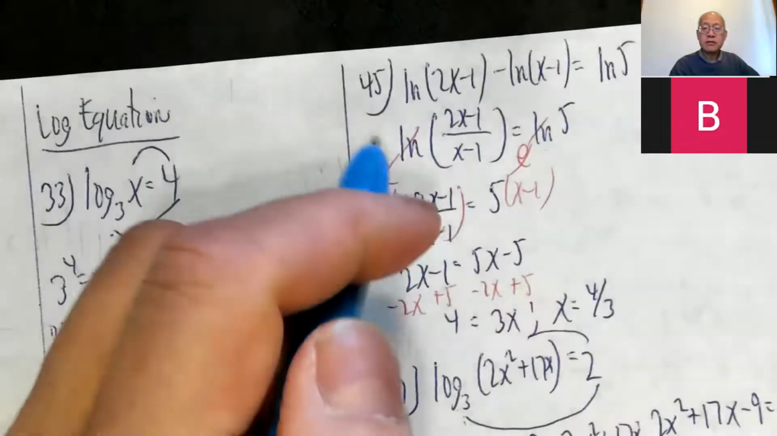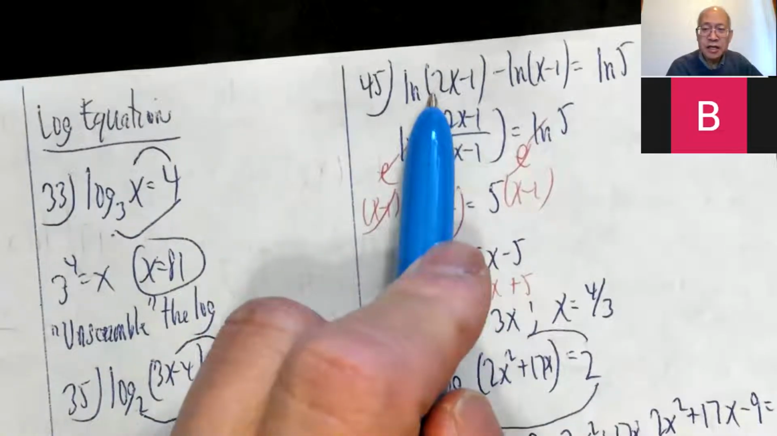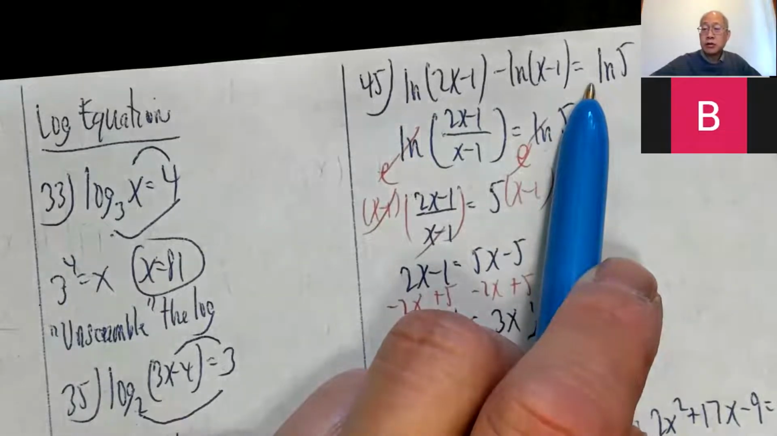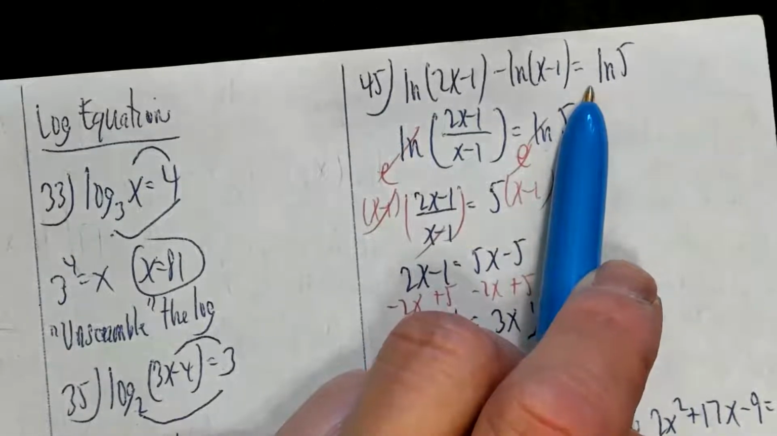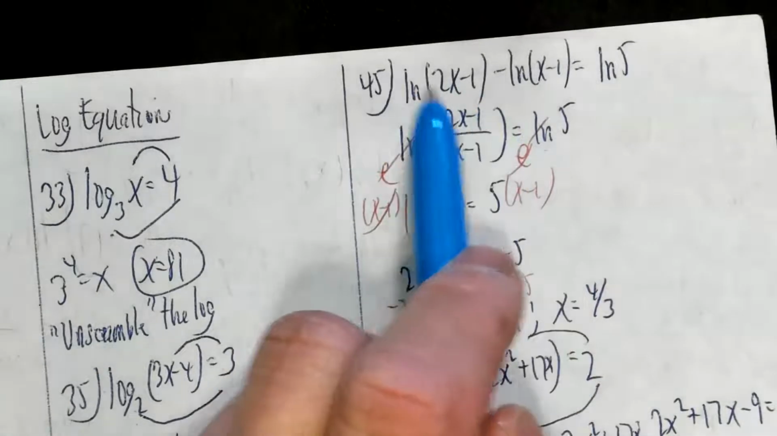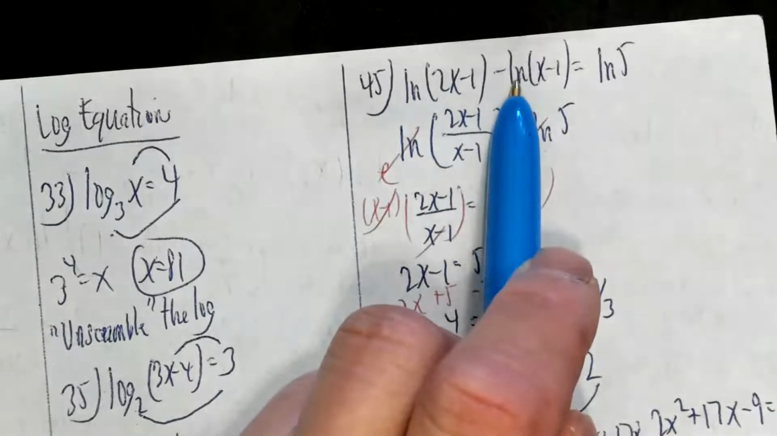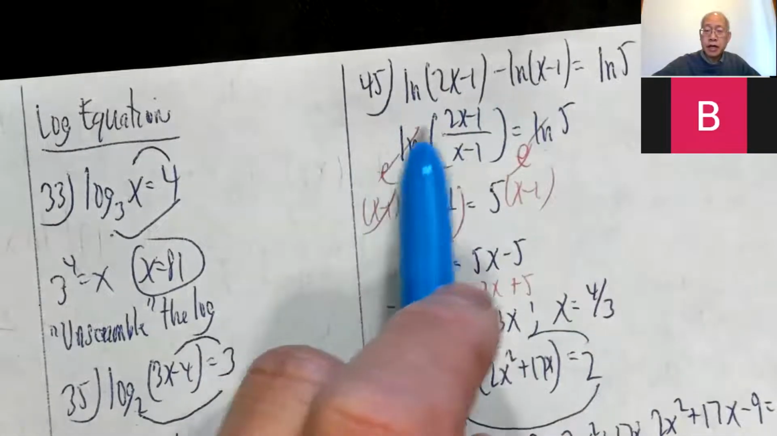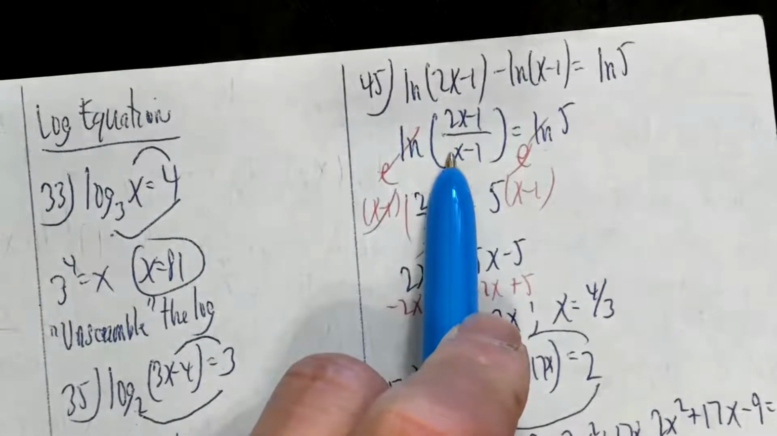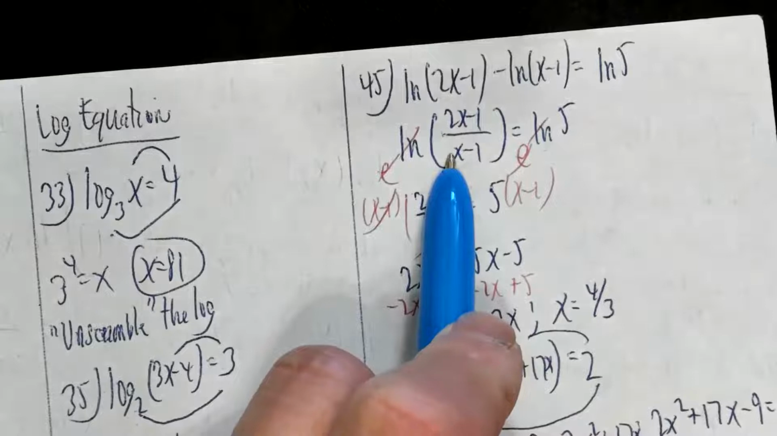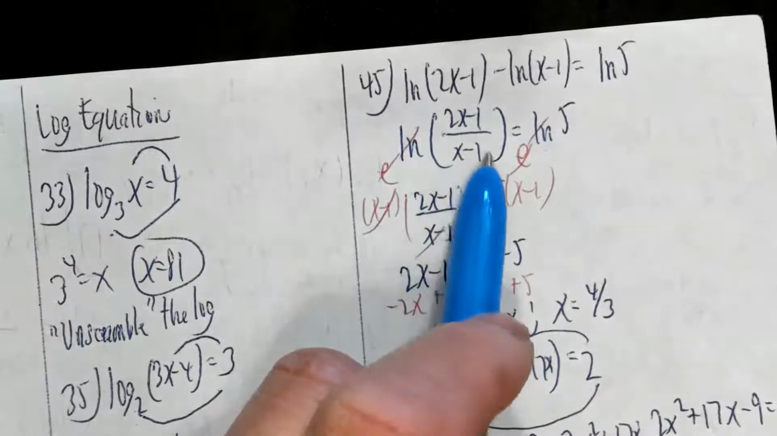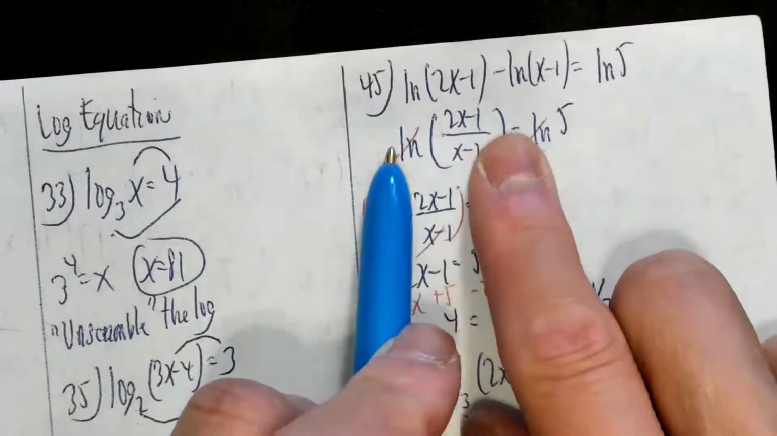Okay, here's 45. ln this minus ln this equals ln 5. The hint for this one is I notice that there's a minus sign. So what happens when I have ln of something minus ln of something else? I make it into a quotient. Ln of this divided by this, right? That's one of the properties of logs. You can put those properties of logs on your formula sheet for the test. So ln of 2x minus 1 divided by x minus 1 equals ln of 5.